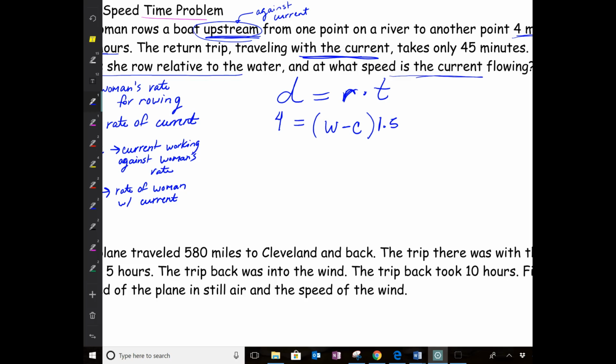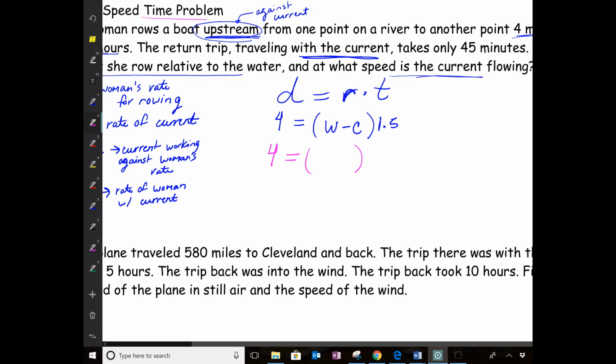The next part of the problem says the return trip traveling with the current takes only 45 minutes. What would be the distance of the return trip? 4 miles, yep, same thing, is equal, what would be our rate with the current? Yeah, W plus C times, it says the time is 45 minutes. Can I put 45 in? No, I have to work with 3 over 4, or 0.75, because 45 minutes is 3/4 of an hour. So 0.75 hours. We want to make sure our units are consistent.